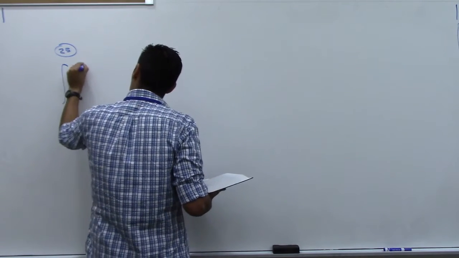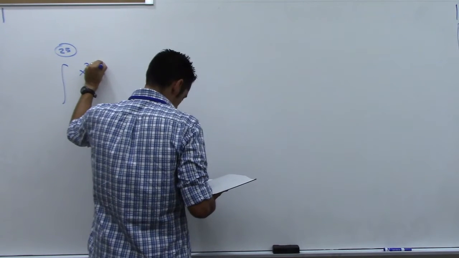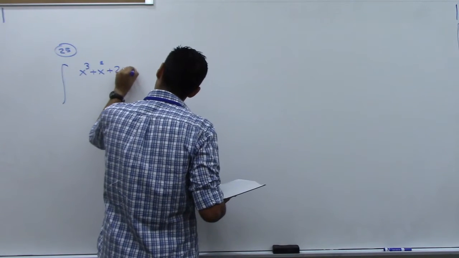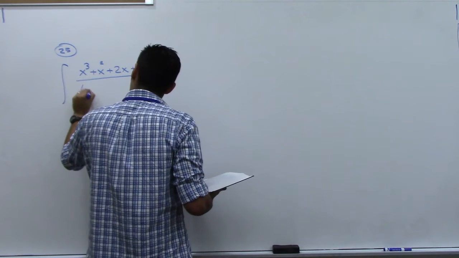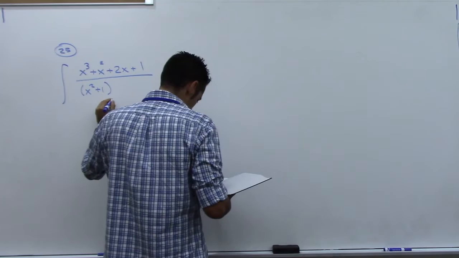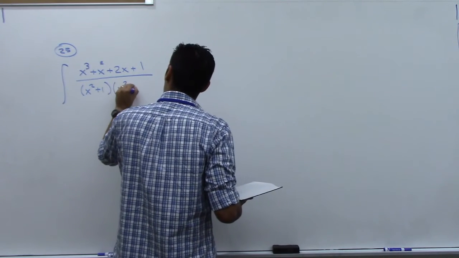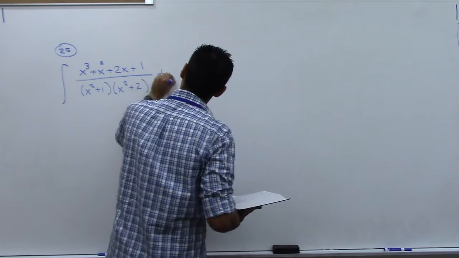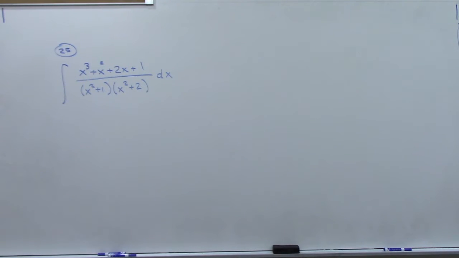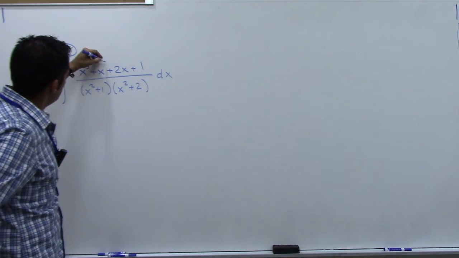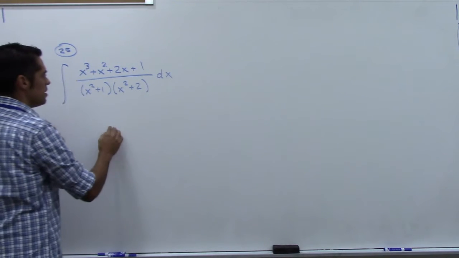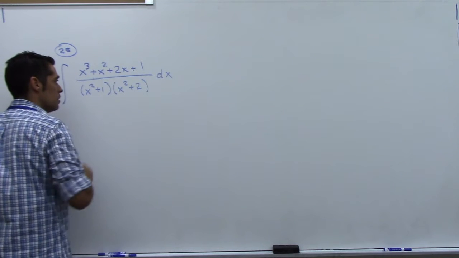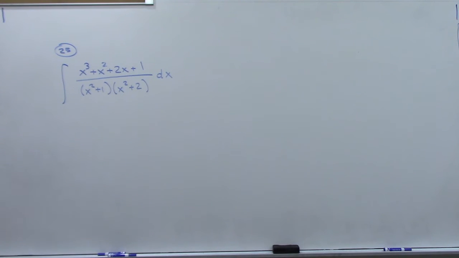The integral of (x cubed plus x squared plus 2x plus 1) over (x squared plus 1) times (x squared plus 2) dx. Polynomial over polynomial. The degree of the numerator is 3. The degree of the denominator, if we multiply these together, would be 4, because x squared times x squared is x to the 4th. So no long division necessary.